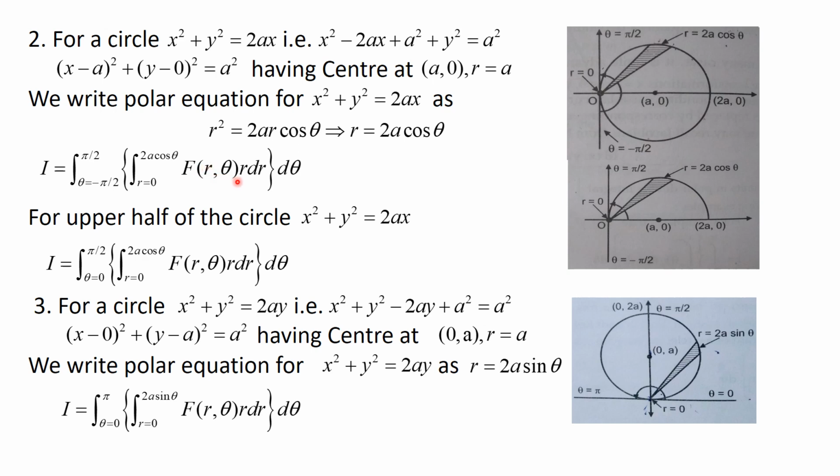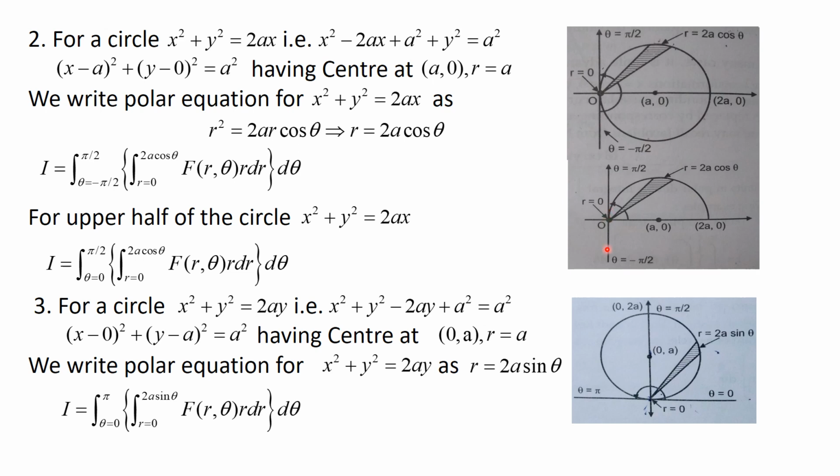Look carefully, the term dx dy is r dr d theta, where r varies from 0 to 2a cos theta, which is the boundary for the circle in polar form, and theta varies from minus pi by 2 to pi by 2. For the upper half of the circle x square plus y square equal to 2ax, see figure 2, in which for the upper half region the value of r is the same, r equal to 0 to r equal to 2a cos theta, where theta varies from theta equal to 0 to theta equal to pi by 2.